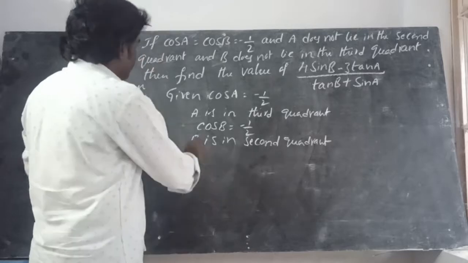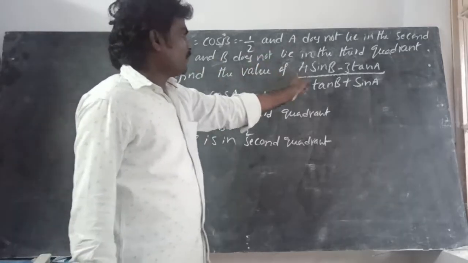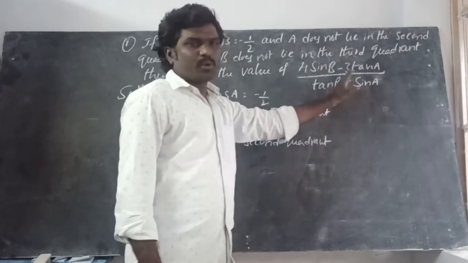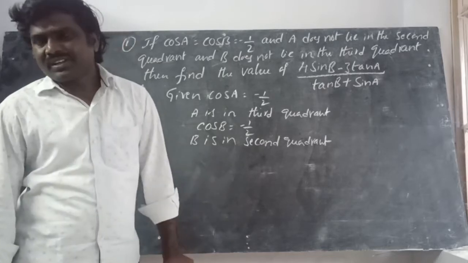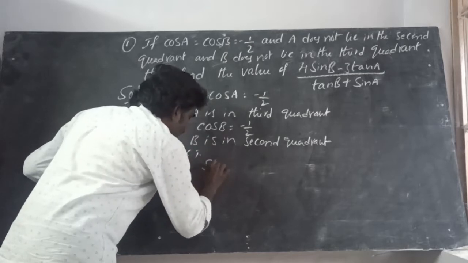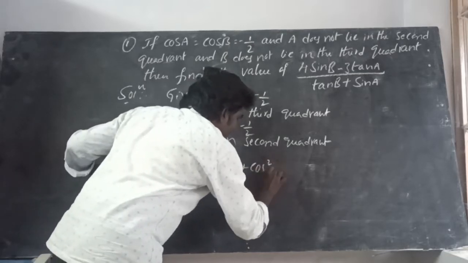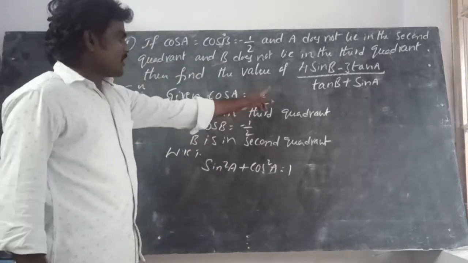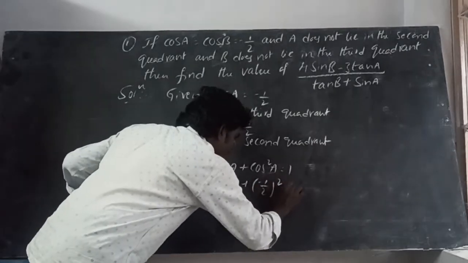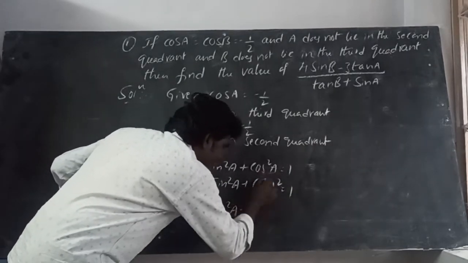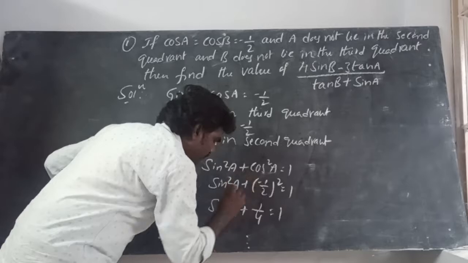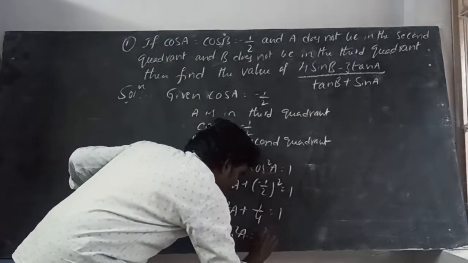So next, find the value of 4 sin B minus 3 tan A by tan B plus sin A. How can we find it? By using trigonometric identities. Here we know that sin square A plus cos square A is equal to 1. Here the cos A value is minus 1 by 2. So sin square A plus minus 1 by 2 whole square is equal to 1. Sin square A plus 1 by 4 is equal to 1. The 1 by 4 goes to the other side and becomes minus. So sin square A is equal to 1 minus 1 by 4.